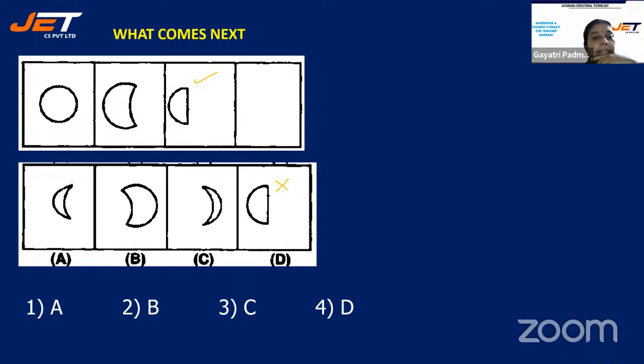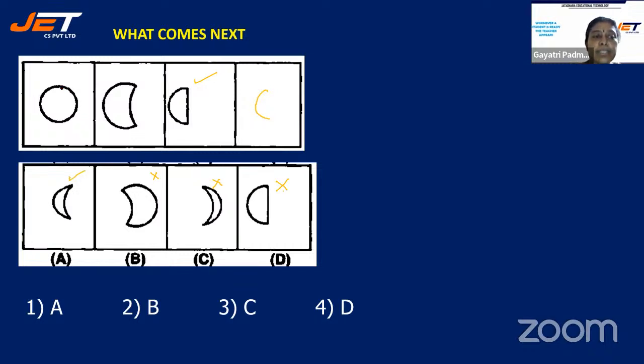Can it be option B? No, everywhere the semicircle's curve is only towards the left. So wherever the curve is towards the right, it cannot be correct. So even C cannot be right and even B cannot be right. I'm teaching you the simplest way to understand the question and quickly give the correct answer. So the only option could be A.